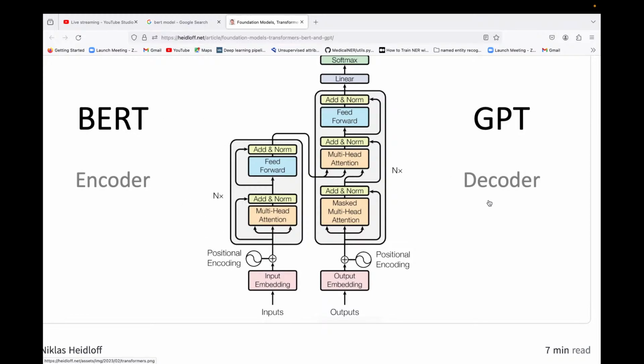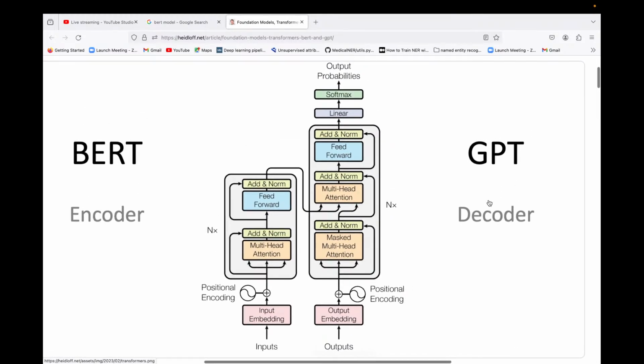But in the GPT model, it will not see the context that way. Please remember that point very carefully. In GPT, it sees the context from left to right, until the position where it needs to predict the next word.